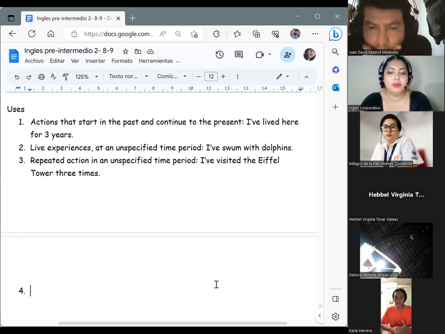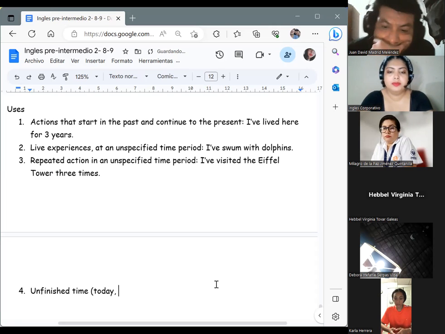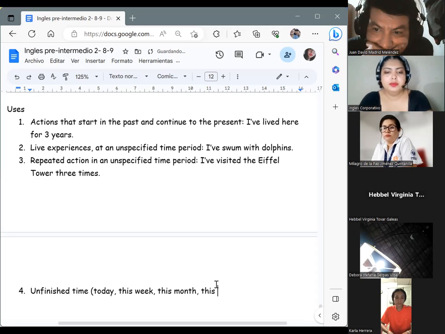Number 4. Unfinished time. Tiempo que no ha finalizado. Unfinished time. And this one can be today, this week, this month, or this year. And we have an example. I've ridden my bicycle today.